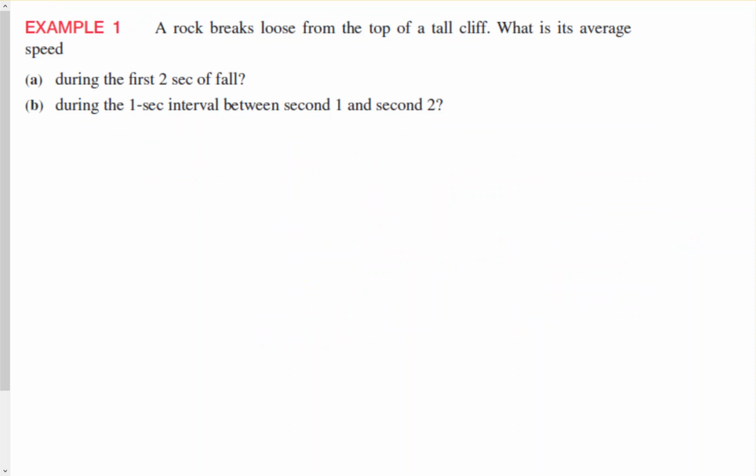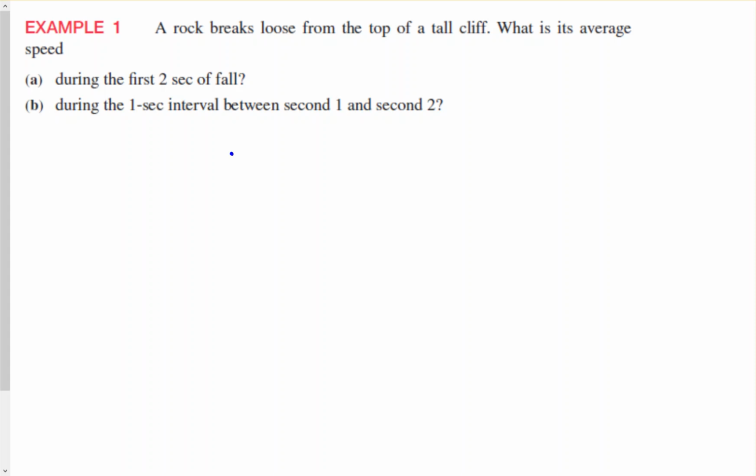So let's take a look at an example. A rock breaks loose from the top of a tall cliff. What is its average speed? A, during the first 2 seconds of fall, and B, during the 1 second interval between second 1 and second 2. So average speed.